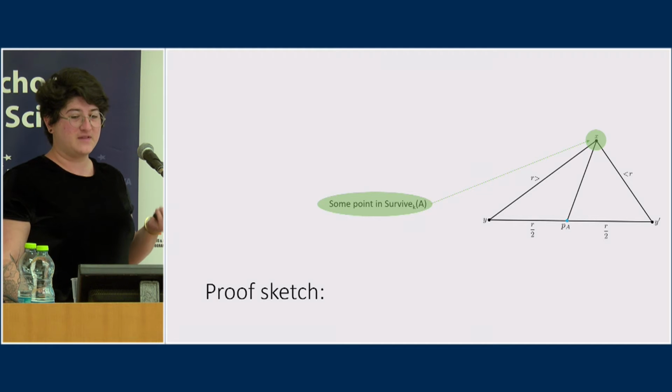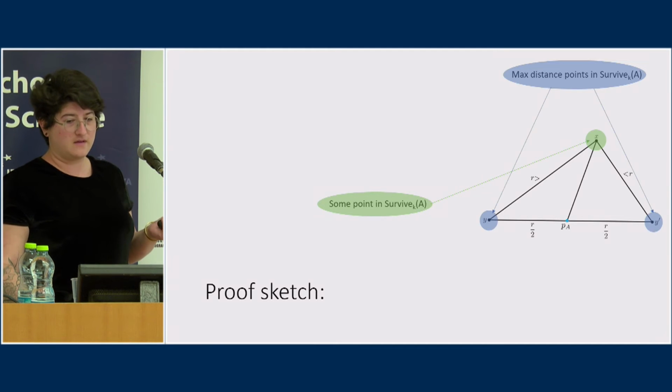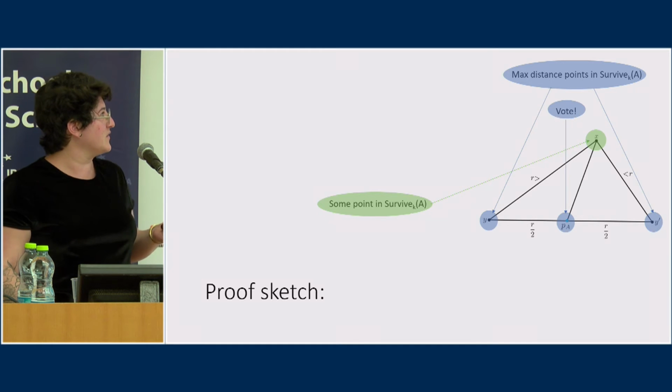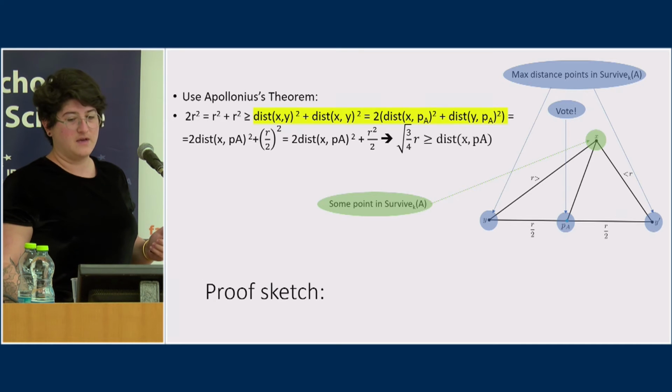So we want to see what is the maximum distance between x and the vote. And using just basic high school geometry, we get that it can't exceed 3/4 of the maximal distance, which is the distance between y and y tag.